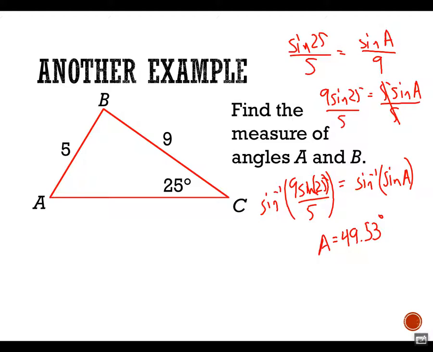I could go and do law of sines again to find angle B, but we're smarter than that. How do you find angle B? Subtract from 180. So 180 minus 25 minus 49.53 gives me 105 something. 0.47. And those are degrees. Which again, I think my answer is probably only to the tenths.